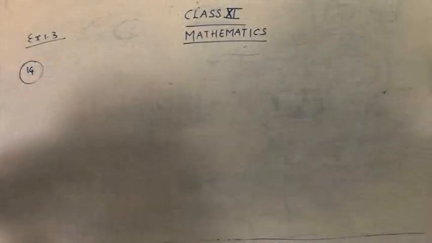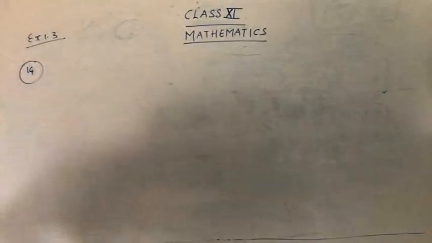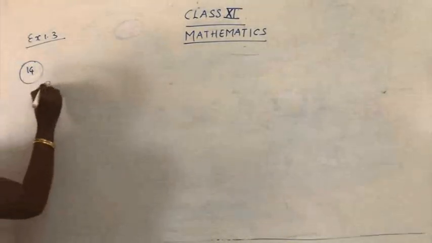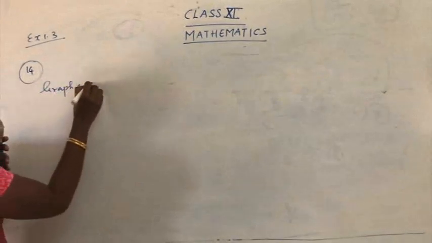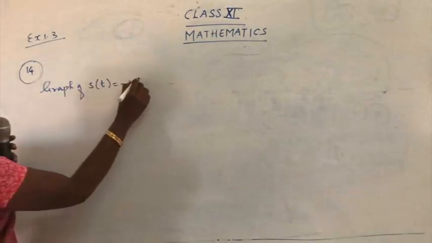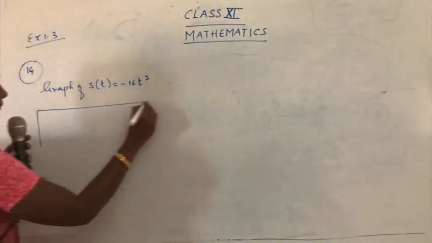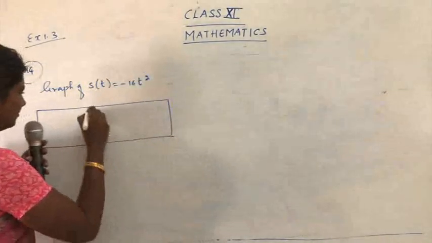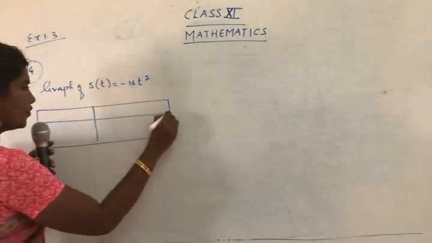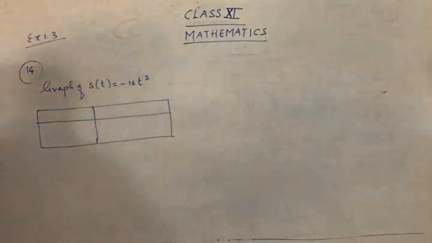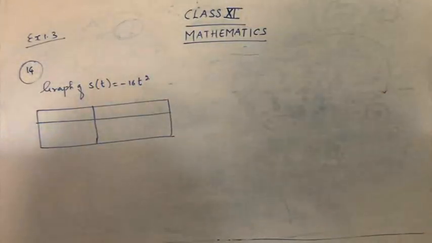Okay, let's start the graph. So we have to draw a graph of s of t is equal to minus 16t squared. Yes, children? So just have a table over here. When you plot a table, we usually take some positive values and some negative values. Actually, in this case, we can take only the positive values. No problem. We have said that time is not negative. So we will take only the positive values here. No need to take the negative values.